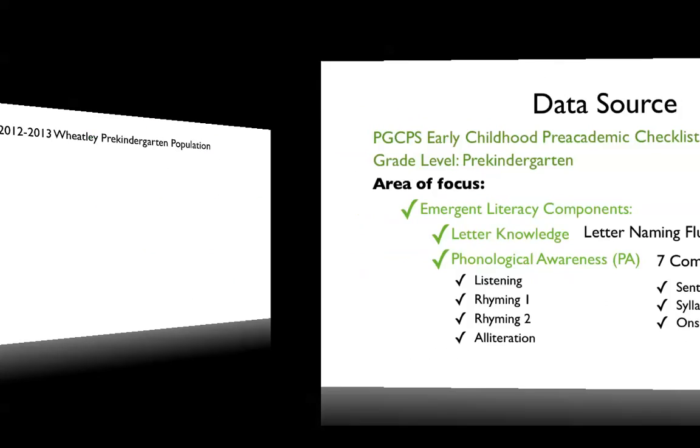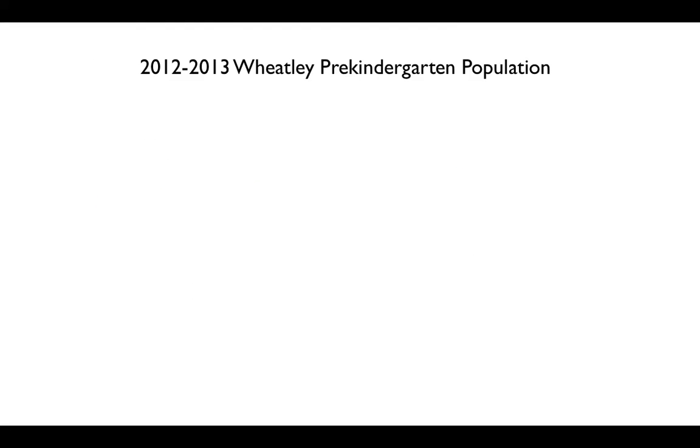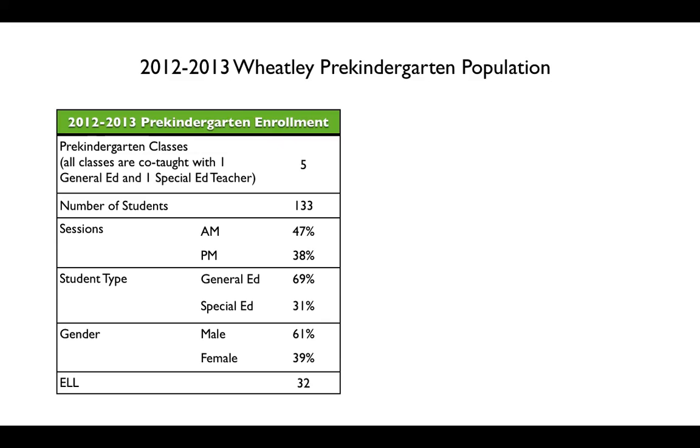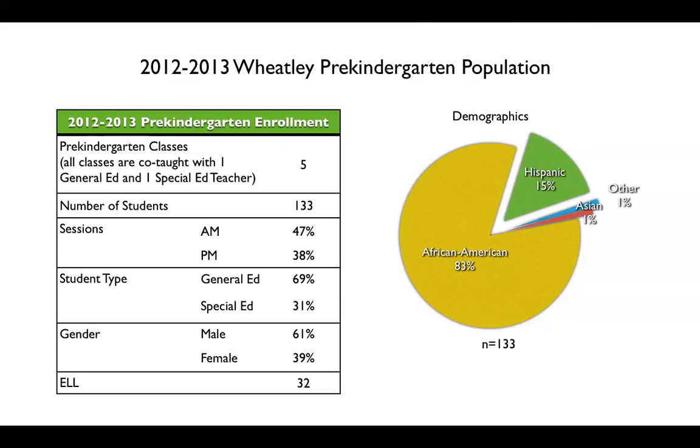Let's start off by looking at our pre-K population from last year. We had 5 co-taught inclusive classrooms with a total of 133 students. It is broken down into morning and afternoon sessions, number of general education and special education students, gender, and number of English language learners. Here is a breakdown for race and ethnicity. So the participants will have copies of the graphs and charts as a handout.